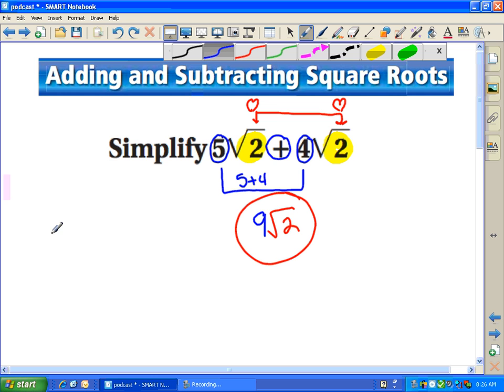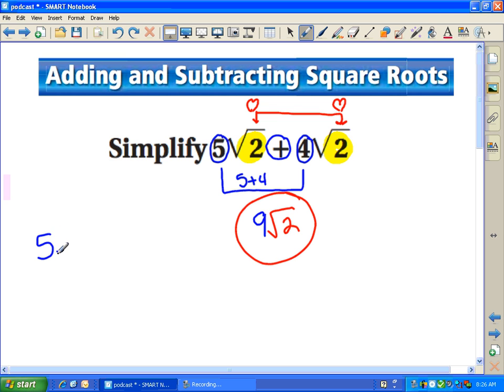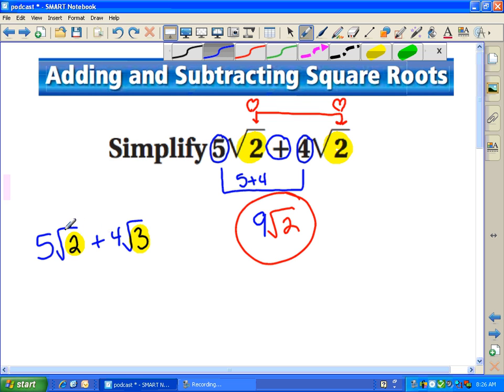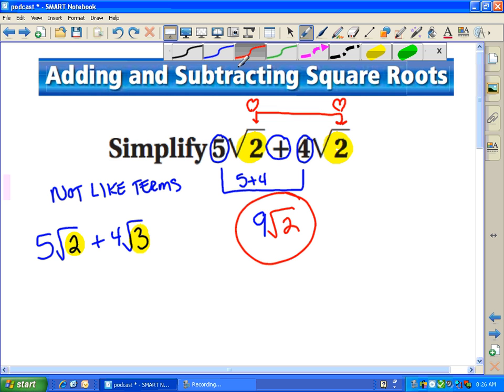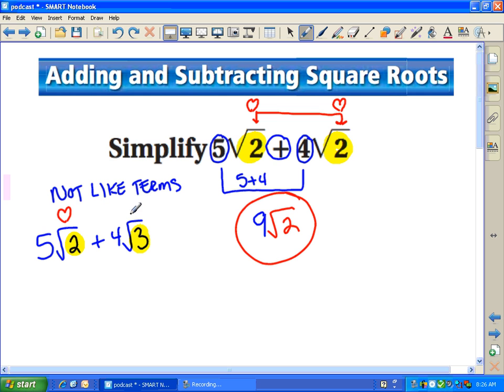Now, if the problem was different, let's say I had 5 square roots of 2 plus 4 square roots of 3. I'm going to look at my radicand. One is a 2, one is a 3. Those are not like terms. We should remember, if they're not like terms, we cannot combine them. So you can think of this as a heart and this as a star. Since these are not like terms, I cannot combine them. That is my answer.